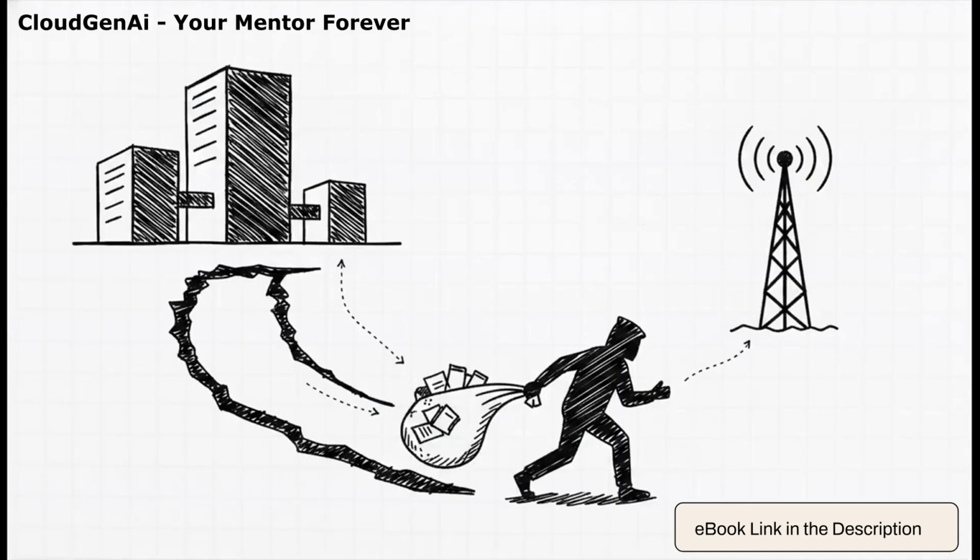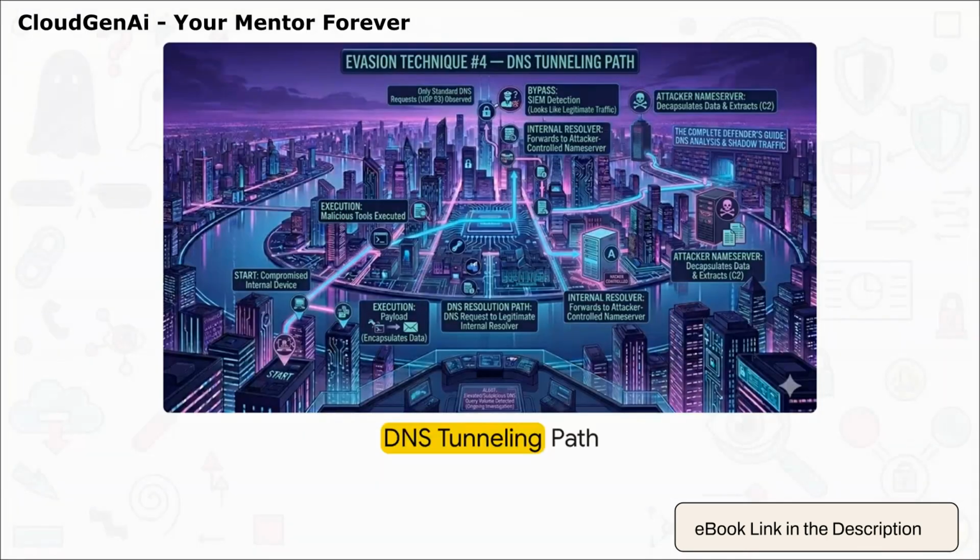Gotcha. Finally, sneaking out the back door. Now they need to exfiltrate data and establish covert command and control channels. Take DNS tunneling, for instance. They secretly encode your stolen data into long, super complex DNS requests.